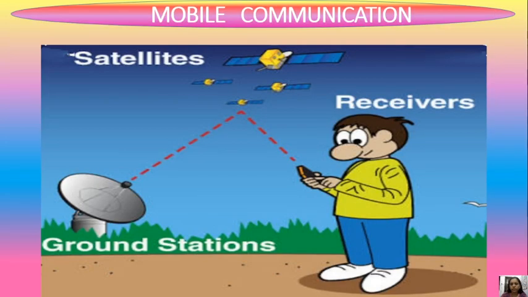You can see one more image here. One person is using a mobile phone and receiving signals, data and emails. You can understand from this image how the person is receiving messages through satellites, and one ground station is there. I have discussed satellites in my previous videos, you can watch that video. I have included this image so that you can understand how we use mobile phones and how we receive messages.